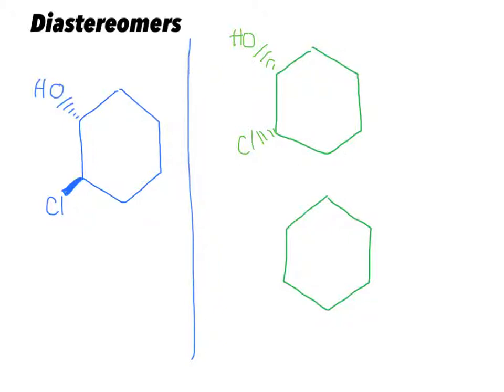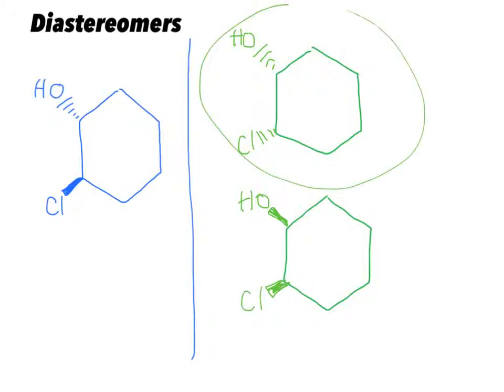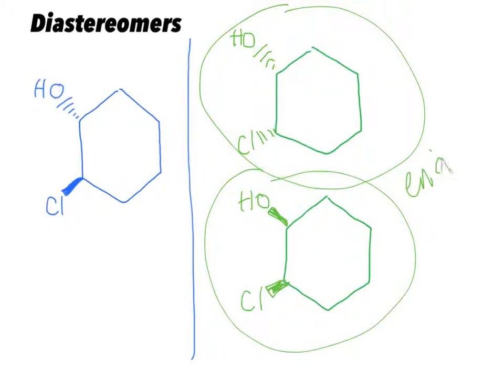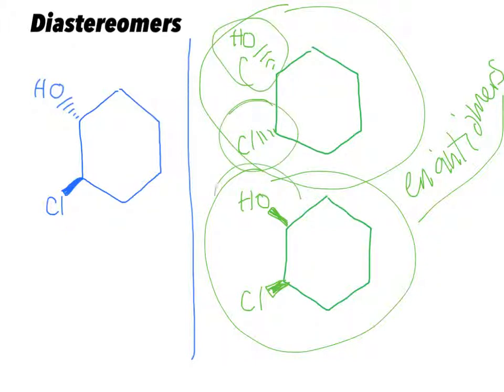Or the other way to do it is, you can't flip it over and do this because then you'd actually be making a different molecule. But you can choose to change the OH instead of the Cl. So you'd have an OH here with a solid wedge and the Cl with also a solid wedge. And if you look, this compound and this compound are enantiomers of one another because both the wedges have changed.